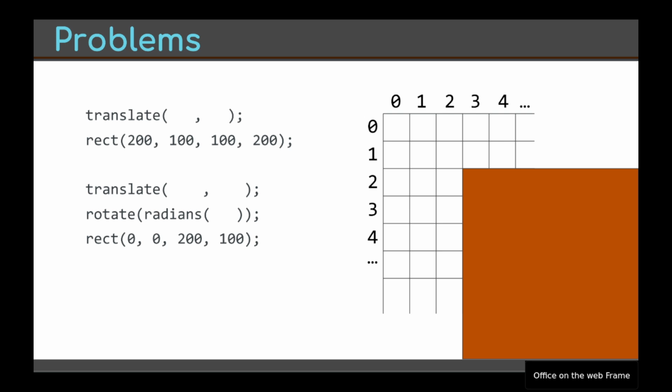All right. Now we have this rect call, 200, 100, 100, 200, and we want the rectangle to be also at 3, 2. What would our translate be?